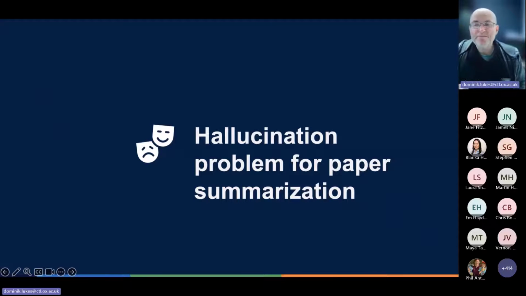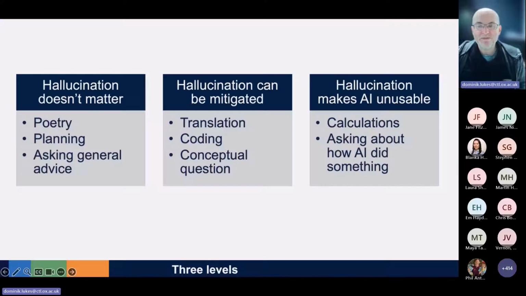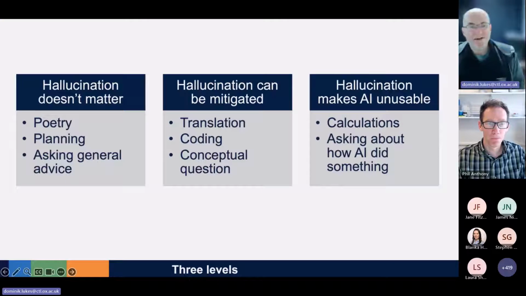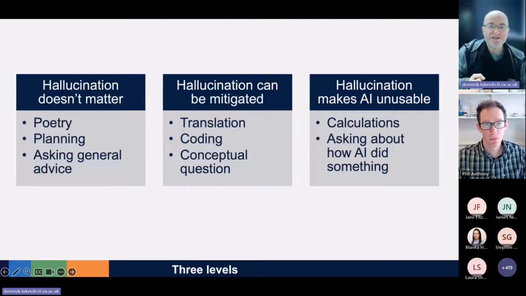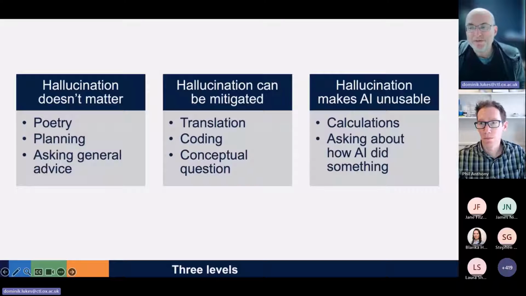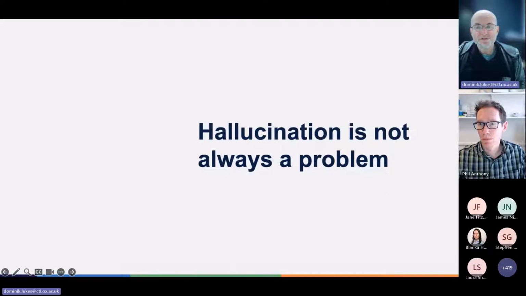So hallucination, we know that's a problem for AI. So how much is it a problem here? There are sort of 3 levels. Sometimes it doesn't matter at all when we're asking for poetry. Sometimes it matters a little bit for translation, sort of conceptual questions where we have an easy way of checking. And sometimes for calculating math, doing multiplication, it's virtually unusable. It's not really what we should be using it for. So we know it's not always a problem, but sometimes it is.